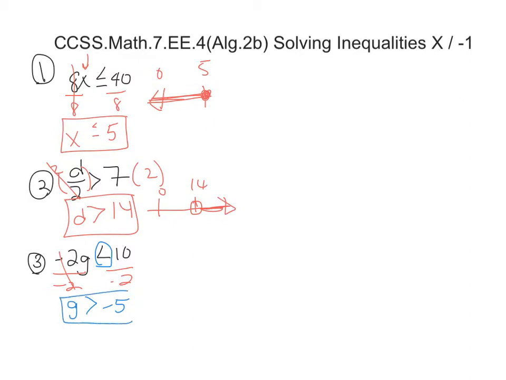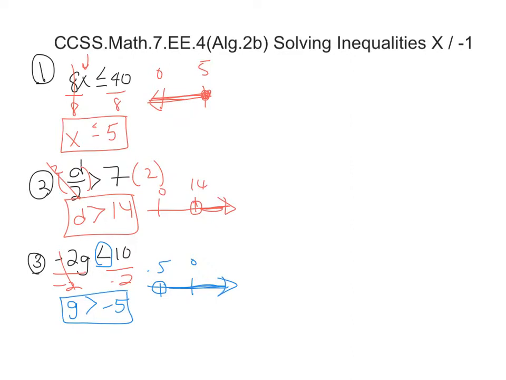So let's graph this, and we get 0, negative 5, and it says g is greater than negative 5, so negative 5 is open, and it goes to the right. So all solutions are not negative 5, but everything larger than negative 5.